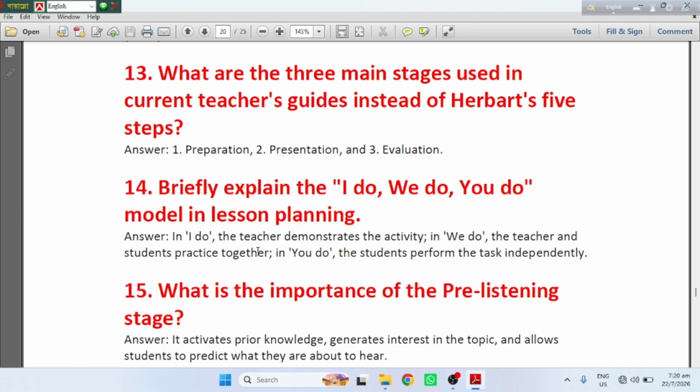Briefly explain the I do, we do, you do model in lesson planning. In I do, the teacher demonstrates the activity. In we do, the teacher and students practice together. In you do, the students perform the task individually or independently.